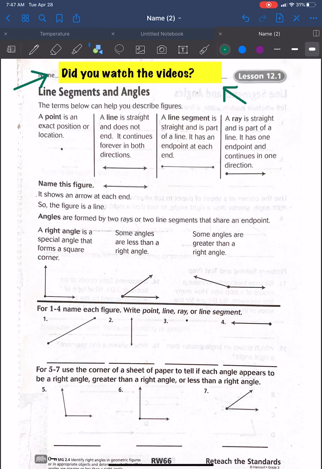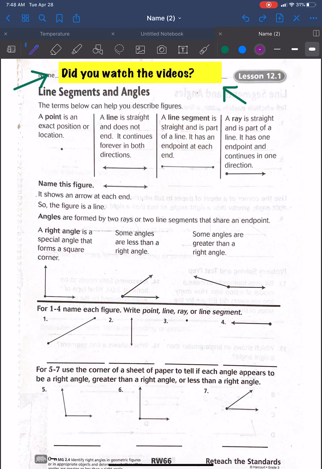All right, let's review. Did you watch the videos? If you did not watch the videos posted before this one, please go back and view those videos. Then make sure that you have lesson 12.1 out in front of you. All right, are you ready? Let's review some of the things that they talked about in those videos.